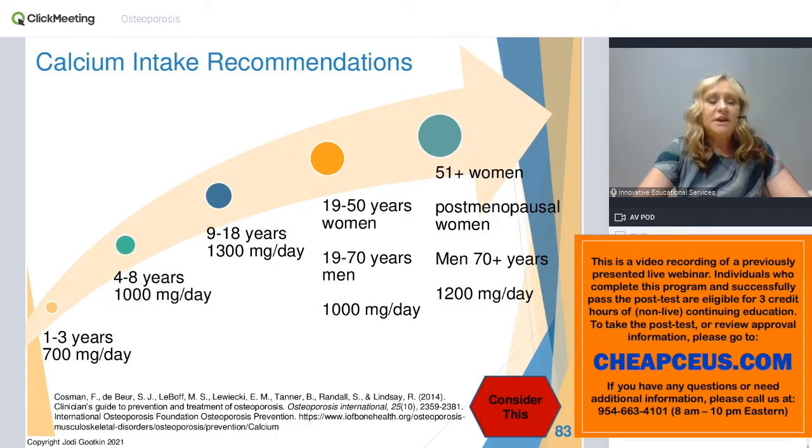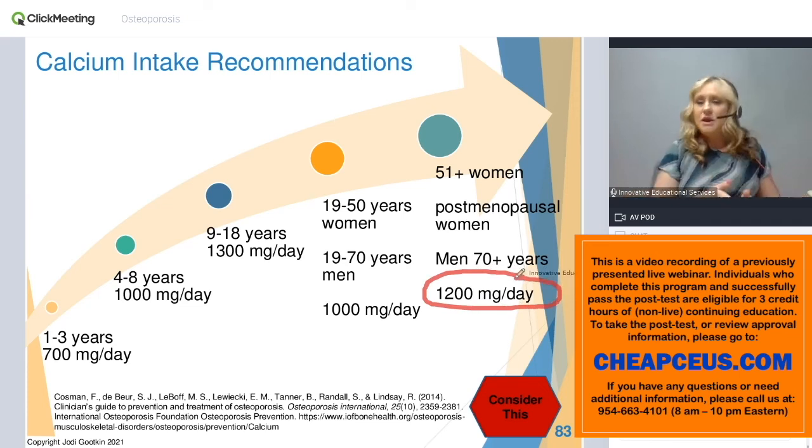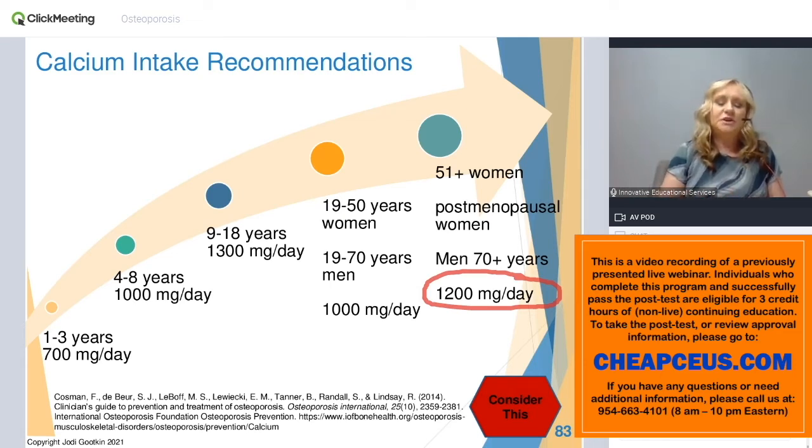Dietary modifications are another opportunity to help manage osteoporosis. The International Osteoporosis Foundation actually has an app that you can download to monitor the calcium intake to assess and track it. The recommendation increases with age how much calcium someone needs in their diet. And for women who are over 51, any woman who is postmenopausal, and men over 70, the recommendation is 1,200 milligrams a day.